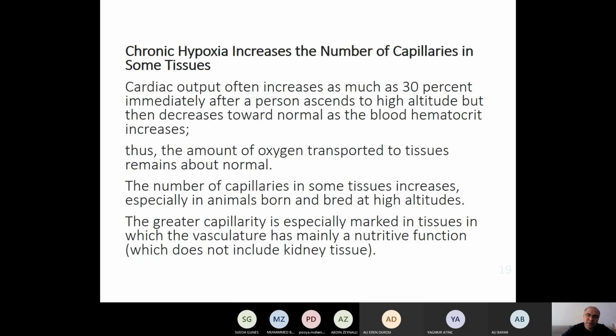The number of capillaries in some tissues increases, especially in animals born and bred at high altitudes. The greater capillarity is especially marked in tissues in which the vasculature has mainly a nutritive function, not the kidney. Kidney vascularity is the same because its function is not nutritive.